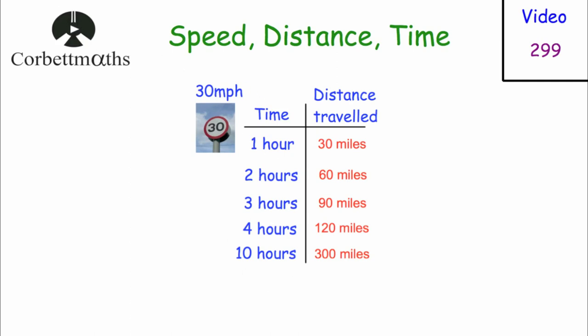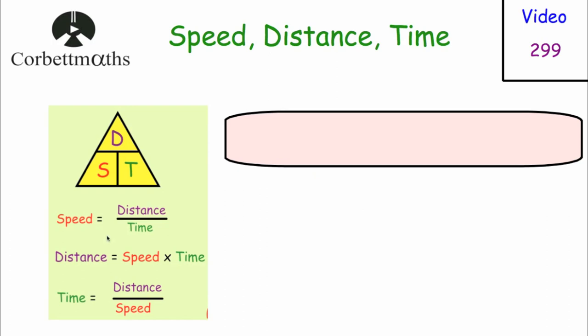Now, sometimes this is represented in a formula triangle, like so. Some people just use that information, that speed, 30 miles per hour. I like to use this, but it's really up to you. So speed is distance divided by time, distance is speed times time, and time is distance divided by speed.